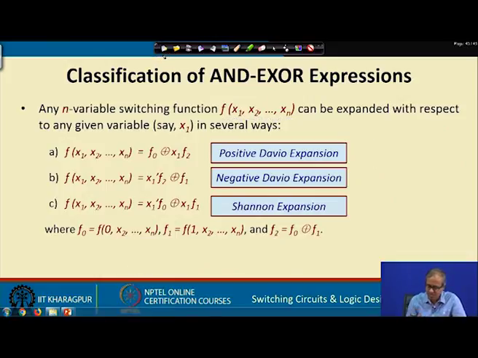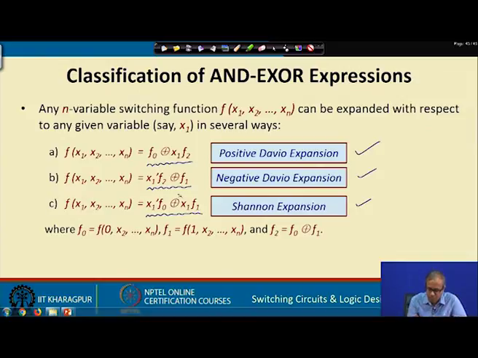Now, with this notation the positive Davio expansion says that the function can be written as f0 exclusive OR x1 f2. Negative Davio says it can be expressed as x1 bar f2 XOR f1, and Shannon expansion says x1 bar f0 XOR x1 f1.